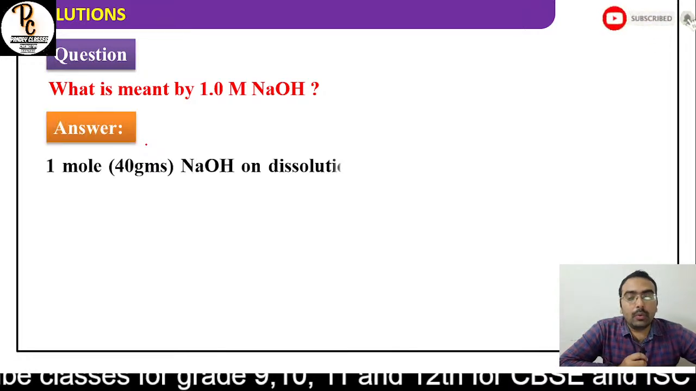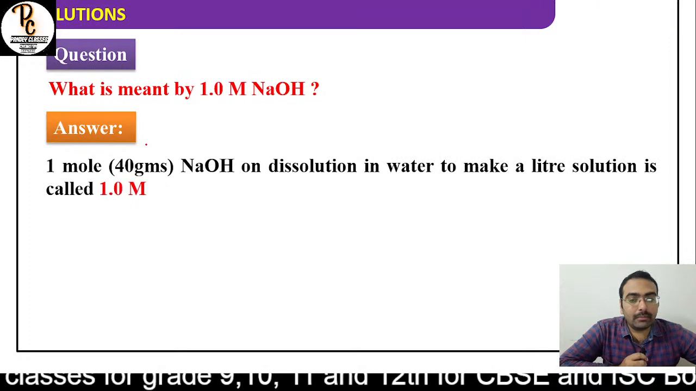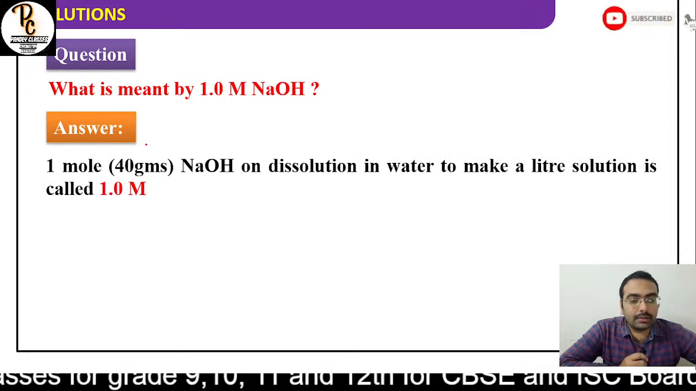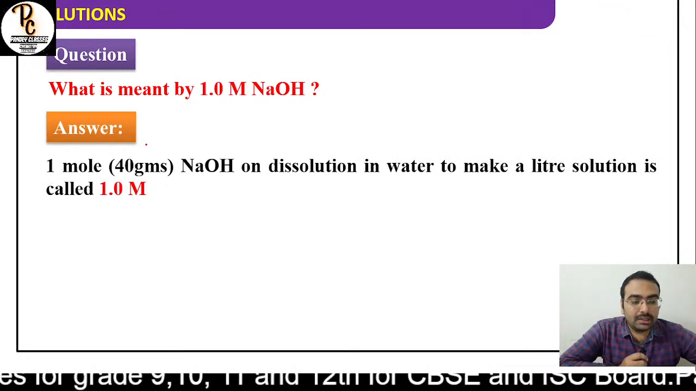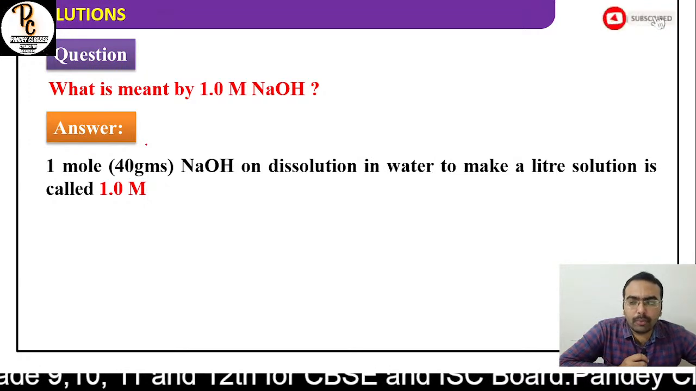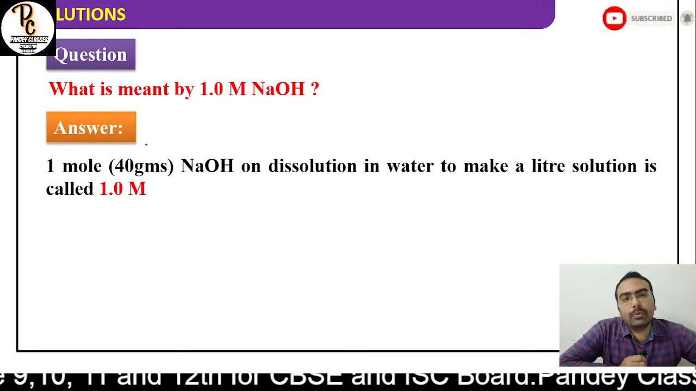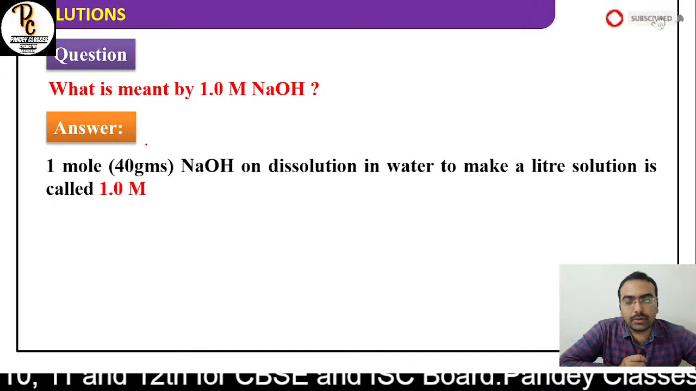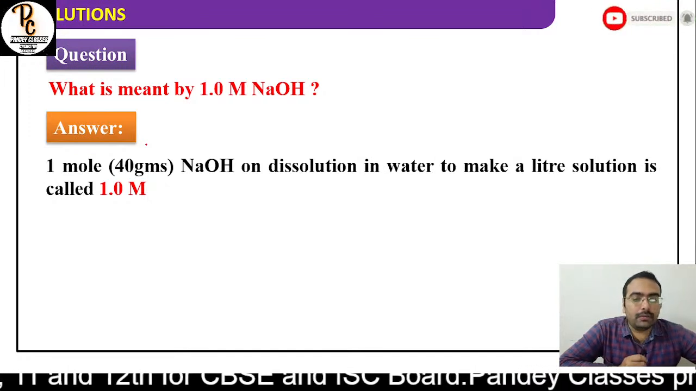Next is the question, what is meant by 1.0 molar NaOH? So here 1 mole means 40 gram NaOH on dissolution in water to make a liter solution is called 1.0 molar. It's very simple. 1 molar means 1 mole of that particular solute is dissolved per liter of the solution.